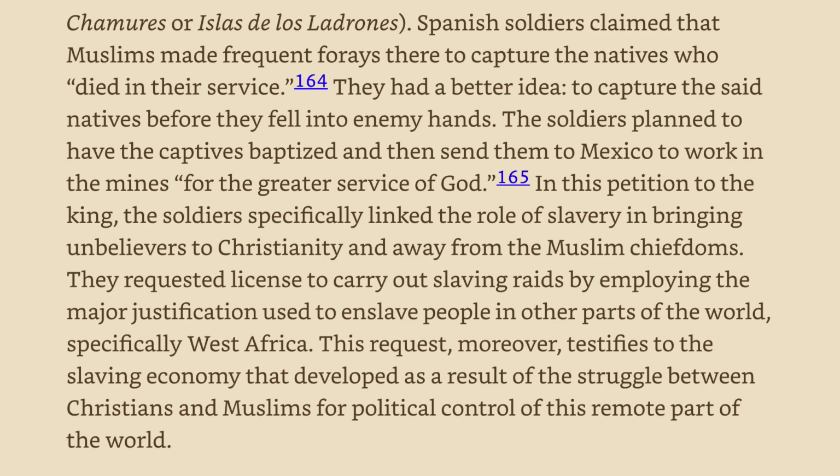They requested license to carry out slaving raids by employing the major justification used to enslave people in other parts of the world, specifically West Africa. All right, that's the hijack. Which ones? Show me the sources. This request, moreover, testifies to the slaving economy that developed as a result of the struggle between Christians and Muslims for political control of this remote part of the world.